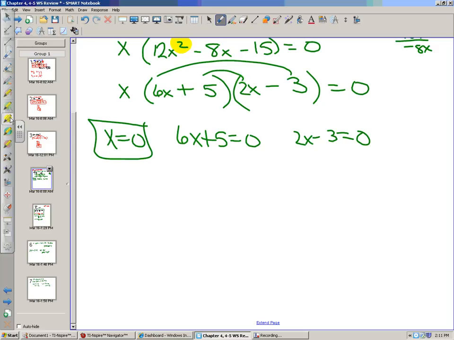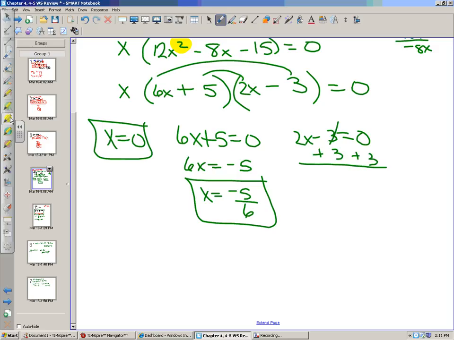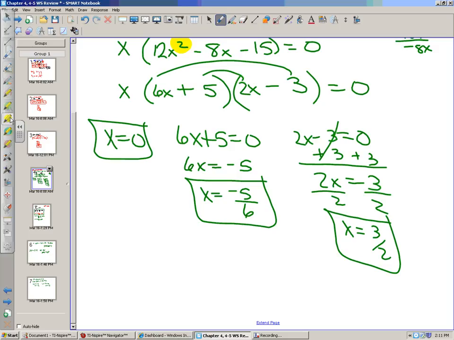So what do I do with the second one? So 6x is equal to negative 5. And then divide by 6, so x is equal to negative 5 over 6. Yes? What do I do now? Add 3. 2x is equal to 3. Now what? Divide by 2. And x is equal to 3 over 2. Okay. Now, I have 3 significant answers. Yes?